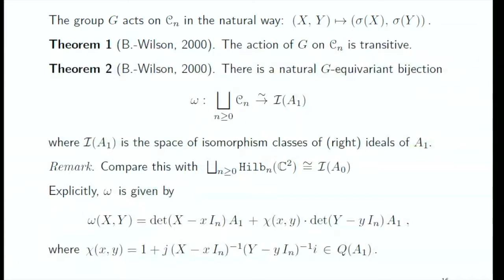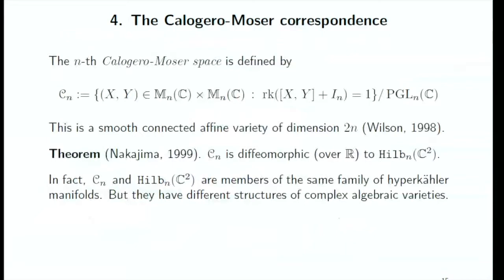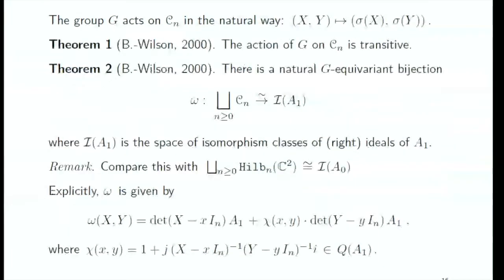You may ask, well, if you give me a pair of matrices, what does this theorem say informally? It tells me that ideals in A1 are classified by pairs of matrices X and Y satisfying this nice rank one condition. Right? So if you give me any pair X, Y satisfying this relation, such that the commutator plus one has rank one, I can give you an ideal in A1, and the claim is that up to isomorphism, all ideals arise in this way. So in fact, there is a nice formula for this map, which is given by this.